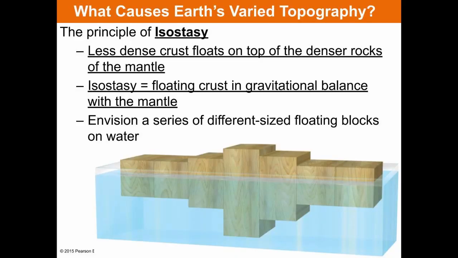The Earth, as we've been talking about, is very much a varied topography. Lots of different highs and lows throughout. Why is that? Isostasy defines that explanation. The idea behind isostasy is that less dense crust floats on top of denser rock of the mantle. This isostasy, or the floating crust, is gravitationally balanced within the mantle.